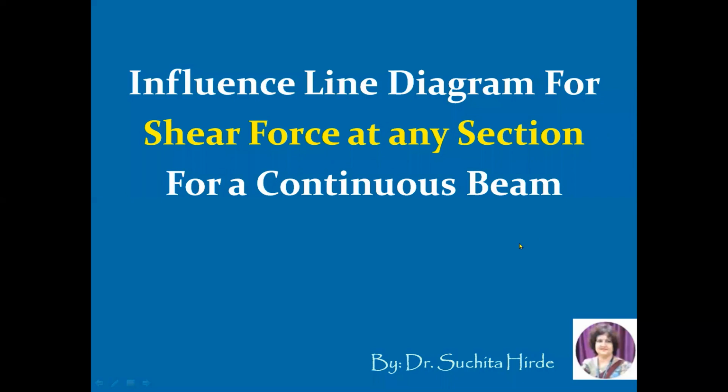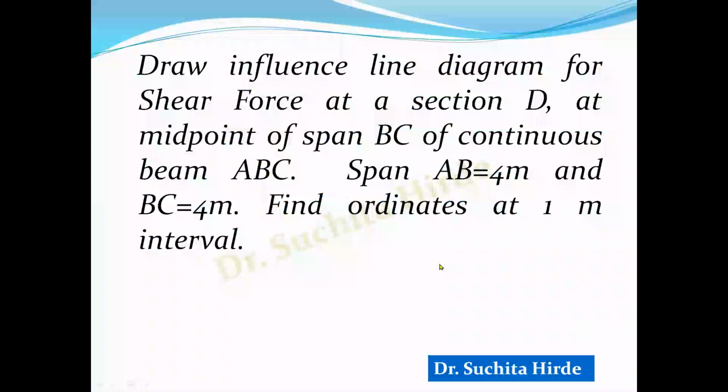To understand how to draw the influence line diagram for shear force at any section for a continuous beam, we will solve one example and I will explain step-by-step procedure how to solve that example. So let us take this example. Draw influence line diagram for shear force at a section D at midpoint of span BC of continuous beam ABC. Span AB is equal to 4 meter and BC is equal to 4 meter, and we have to find ordinates at 1 meter interval.